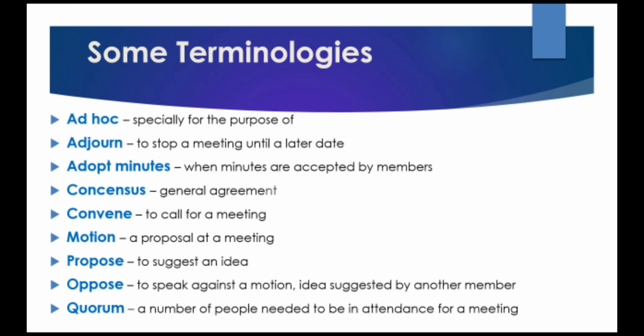Let us now learn some terminologies used in writing minutes. Ad hoc, especially for the purpose. Adjourn, to stop a meeting until a later date. Adopt minutes, when minutes are accepted by members. Consensus, general agreement. Convene, to call for a meeting. Motion, a proposal at a meeting. Propose, to suggest an idea. Oppose, to speak against a motion or idea suggested by another member. Quorum, a number of people needed to be in attendance for a meeting.